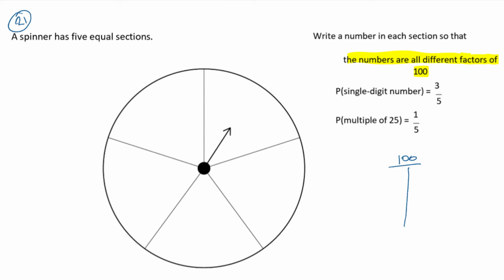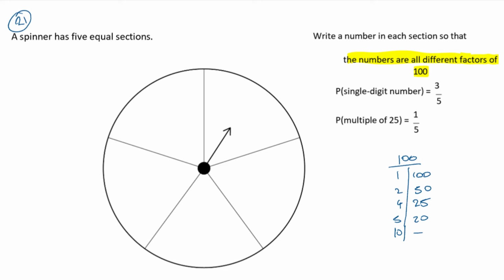Factors of 100. That's 1 and 100, 2 and 50, 3, no, 4, yep, 4 and 25, 5, yep, that's 5 and 20. Any more? 6, no, 7, no, 8, no, 9, no, 10. Yes, 10 is a square number, isn't it? 10 matches with itself. So I kind of met myself coming down the other way. So they are all the factors I've got to pick from. So all my sections have got to be a number from there.